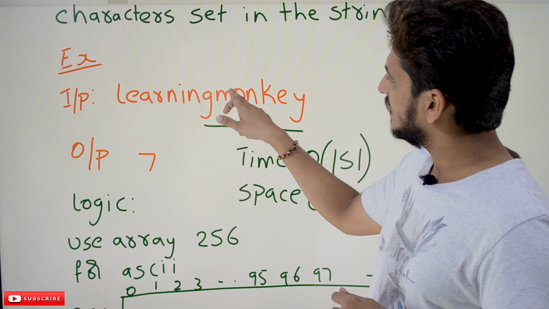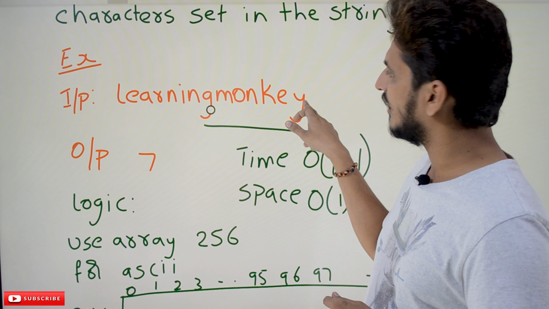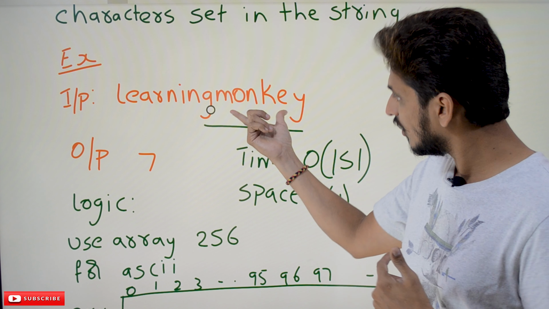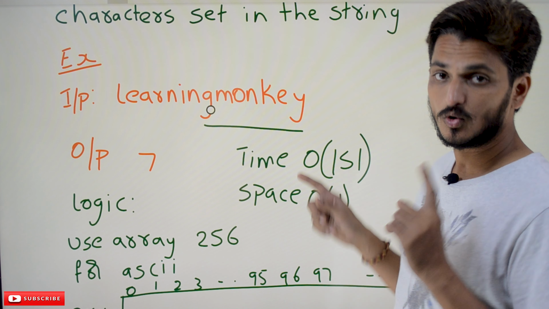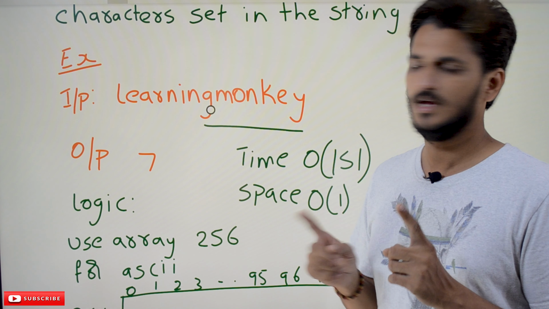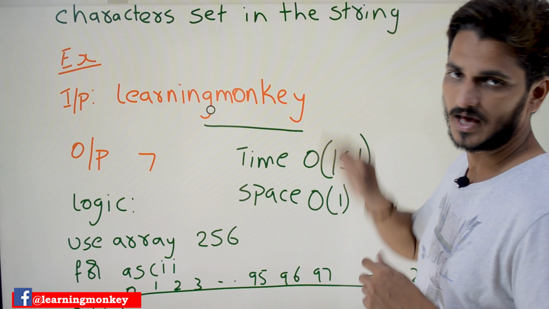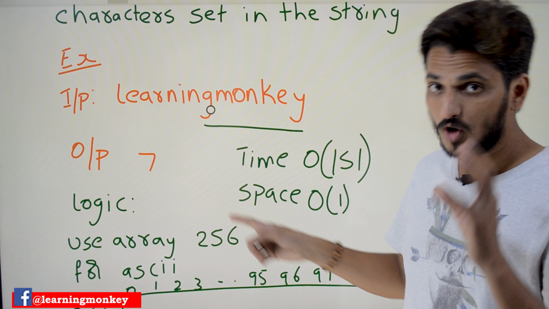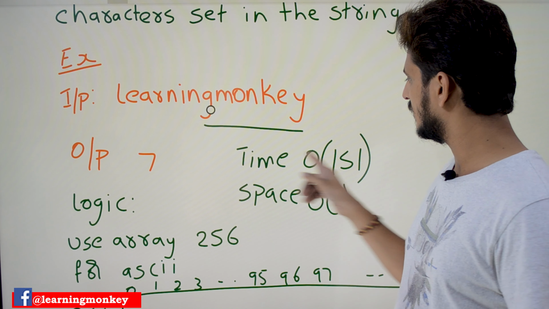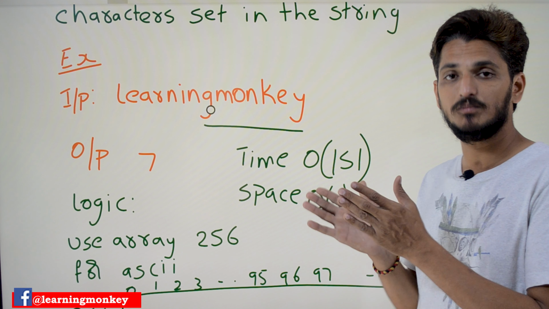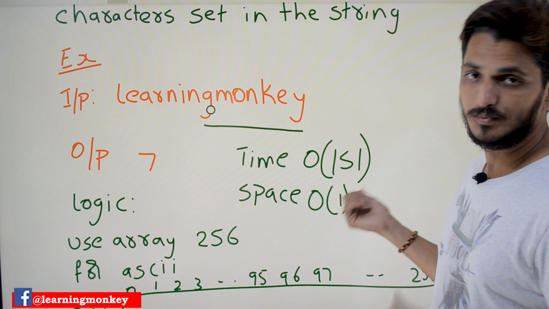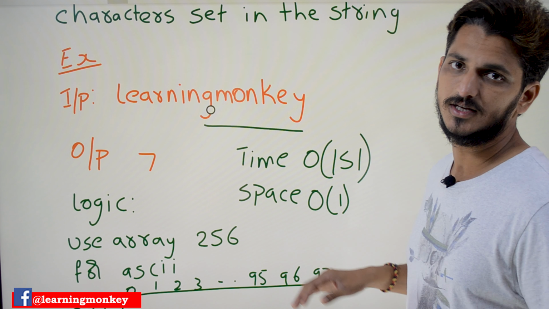See, gmonkey. In this set, we don't have repeated characters. This is the longest. How many characters are there? Total 7 characters are there. This is the longest distinct characters. This is what we need to identify. Output is 7. But you have to maintain a time complexity of big O of S. S means the number of characters in the string. And space complexity is big O of 1. This is what you have to maintain.